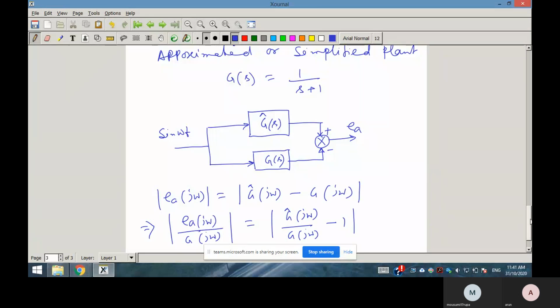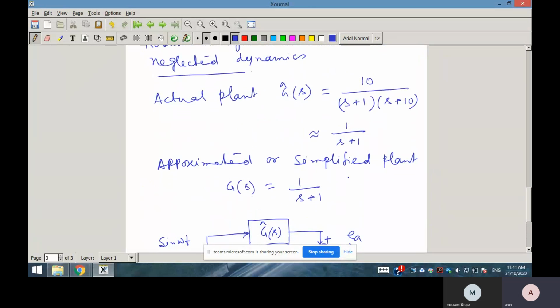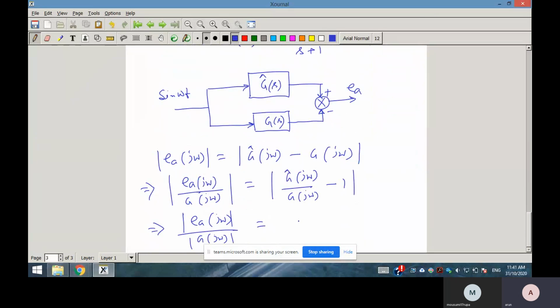So this will become, divided by G(j omega). This will be equal to, if you put the values that we have for G(s) and G hat(j omega), it will be like this: minus j omega divided by j omega plus 10. So the magnitude will be equal to omega by root under omega square plus 1.